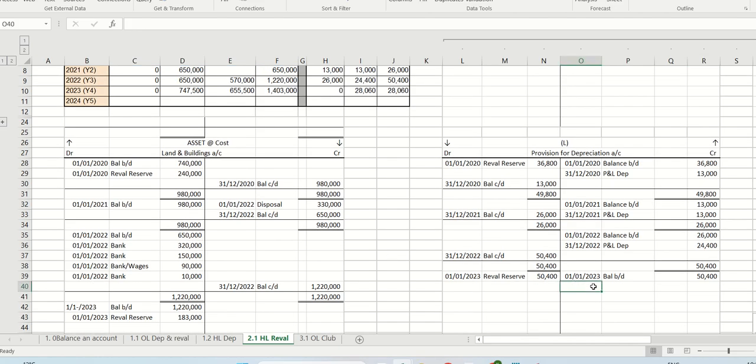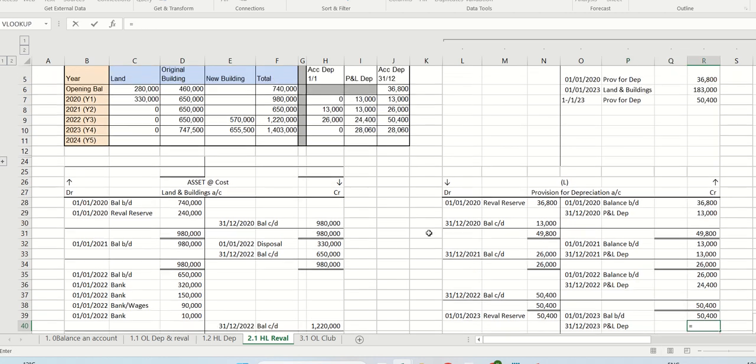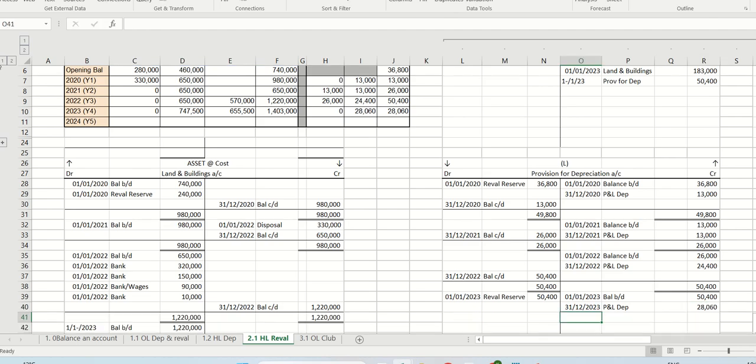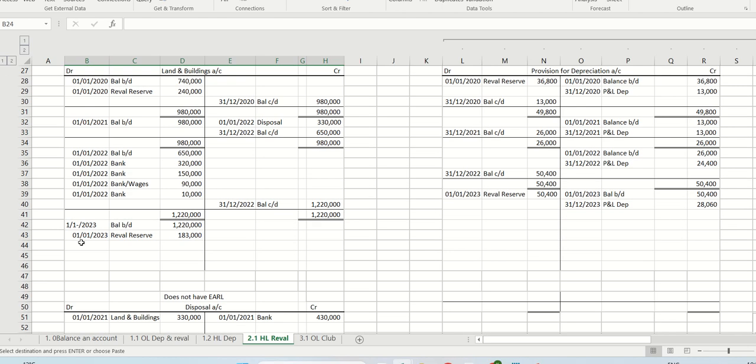Now I need to enter my depreciation for the year. So 31/12/23, P&L dep, take it straight from our table. 28,060 straight from the table. And we're good to go then, guys, to balance again. So lots of balancing.